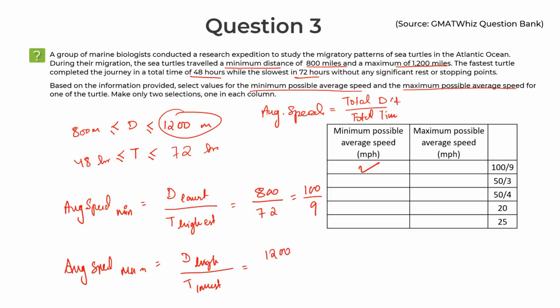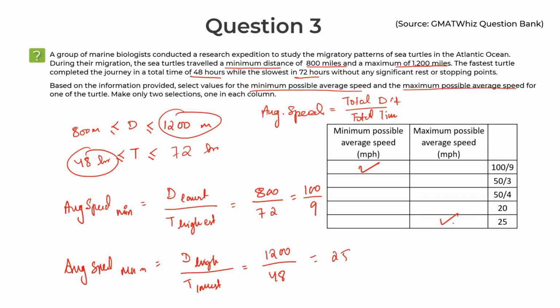one particular turtle will cover 1200 miles in 48 hours. So the largest amount of distance traveled in the lowest amount of time, which if you do this calculation properly, you will get 25, and that is why the maximum possible average speed is 25.